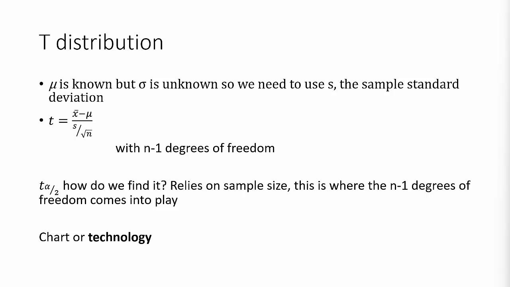So we also have to talk about T alpha over 2. So how do we find it? It relies on sample size. This is where the n-1 degrees of freedom comes into play. You can use a chart, which you can find in your book, or you can use technology. I'm going to show you how to use technology.